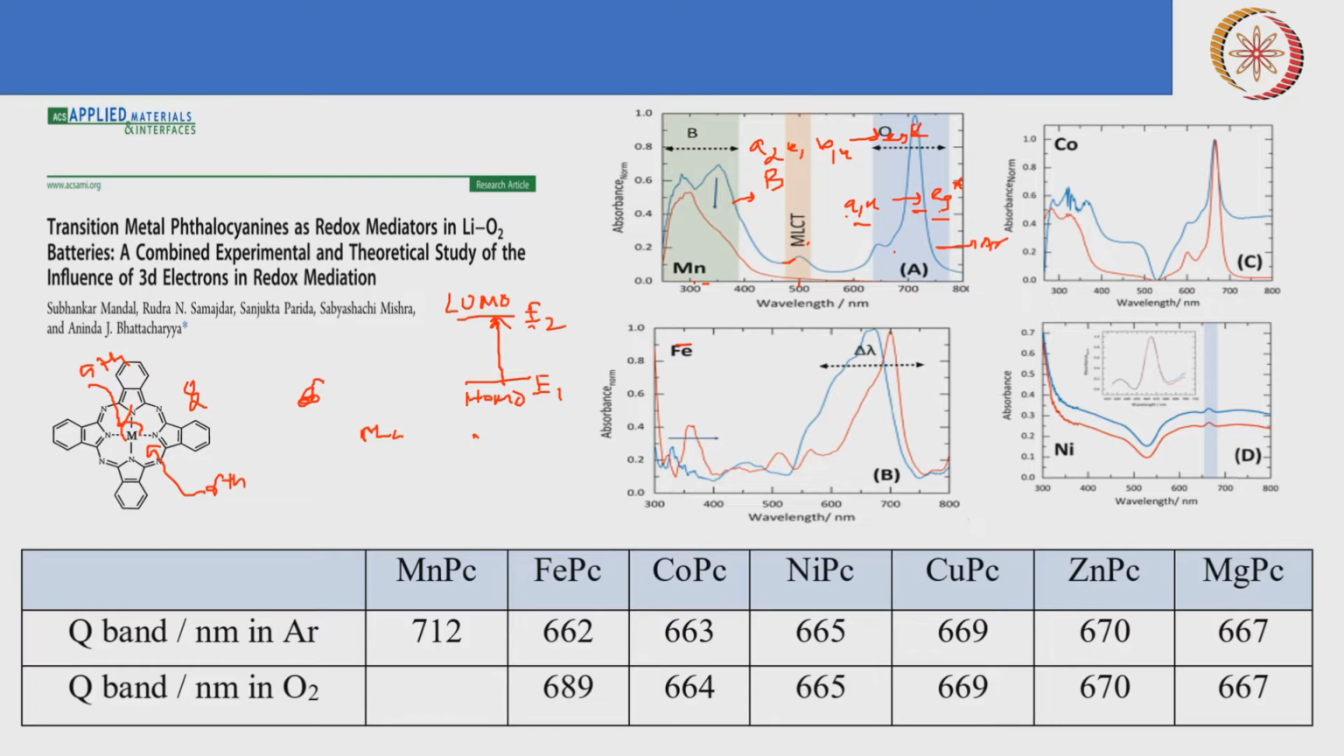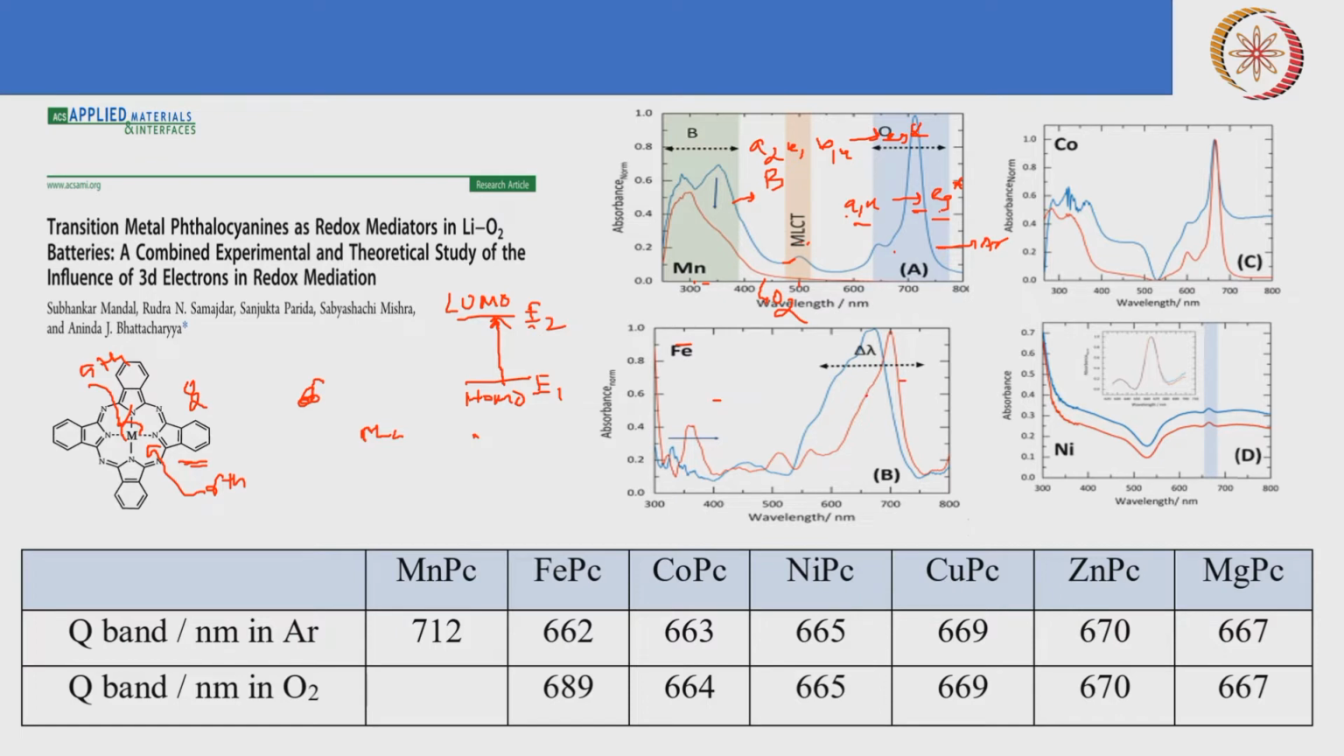So this is the motivation, and the other motivation is how the absorbance peak will change with the different metal centers. Here the blue one is the argon atmosphere, which is basically an inert atmosphere, where we measured the absorbance spectra, and the red one is the oxygen atmosphere. Here you can see the Q band, which is the characteristic peak for this phthalocyanine ring.